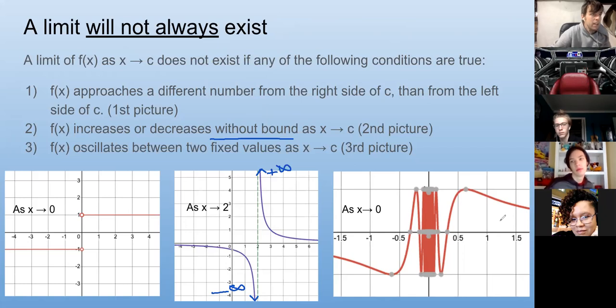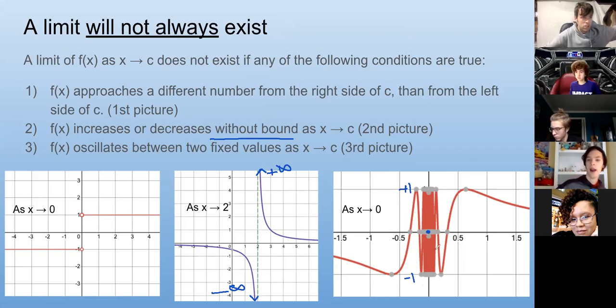And then weird messes like this. When the graph oscillates, so goes up and down between two fixed values. In this case, it's hard to see, but this is +1 and this is -1, and our graph is just bouncing up and down super fast. And so at 0, what's happening? I mean, there's like a bajillion points here right around 0, anywhere between 1 and -1. So we just say this limit does not exist either.